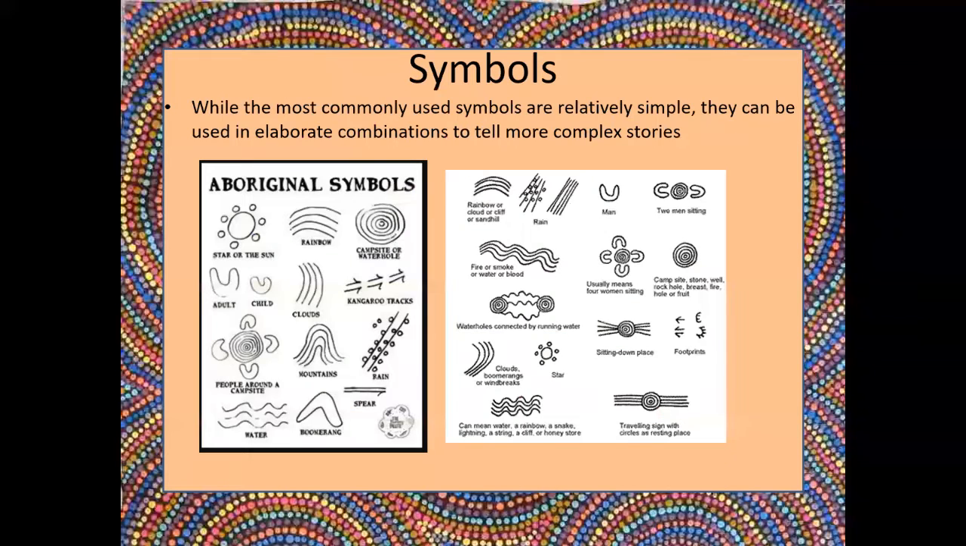Here's some more. While the most commonly used symbols are relatively simple, they can be used in elaborate combinations to tell stories. Those ones are the ones that are on all the instructions. Yes, I did include some of them on the instructions because I wanted you to be able to draw some onto your artwork if you chose to. I'll pop back to this page also. You can see on this one, the rain looks a little bit different. But the water looks like a stream, the star or the sun, that very much looks like a sun, obviously a rainbow. I like the kangaroo tracks. Mountains are kind of like a wavy little thing going on.